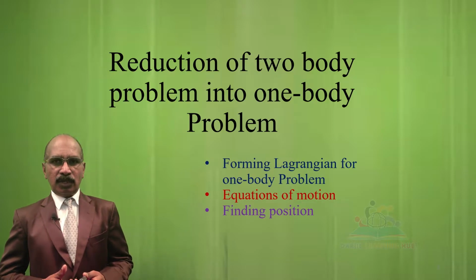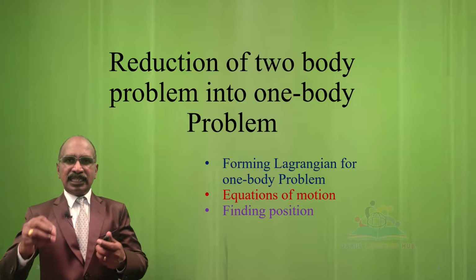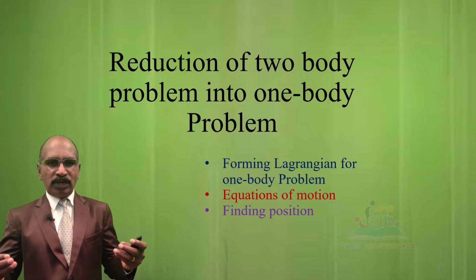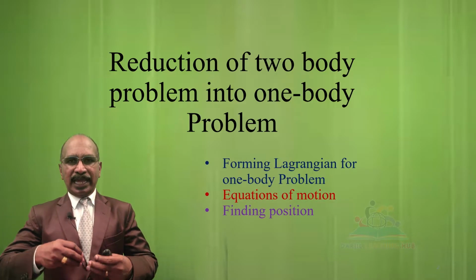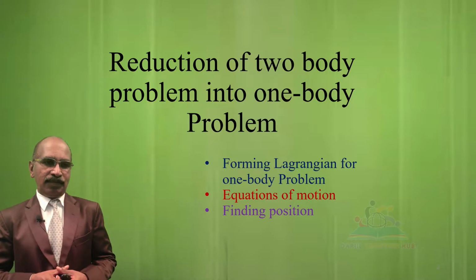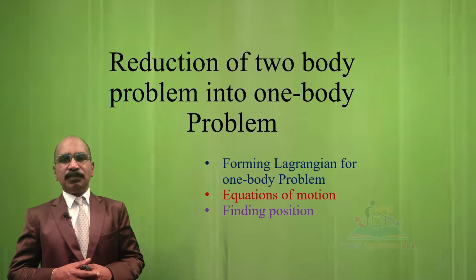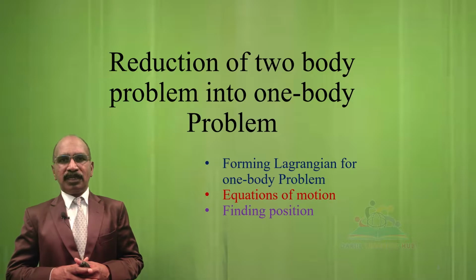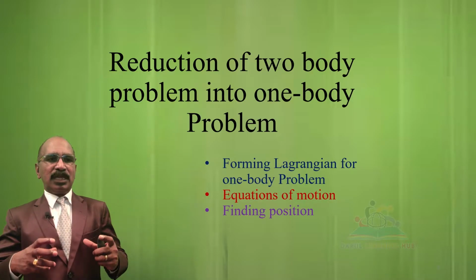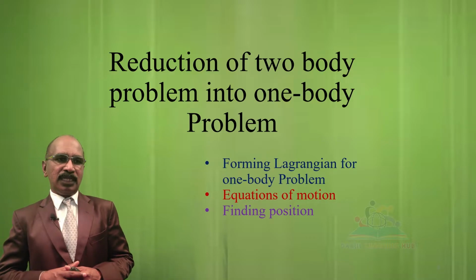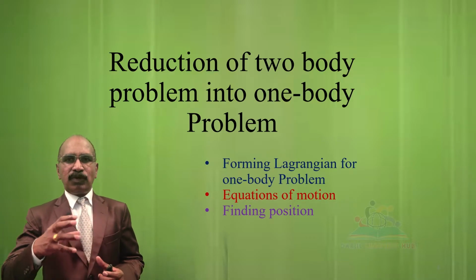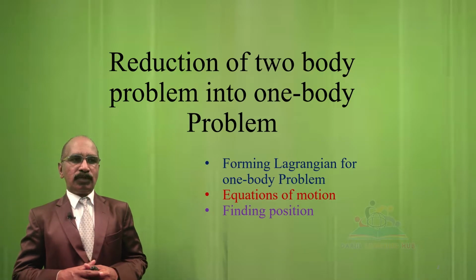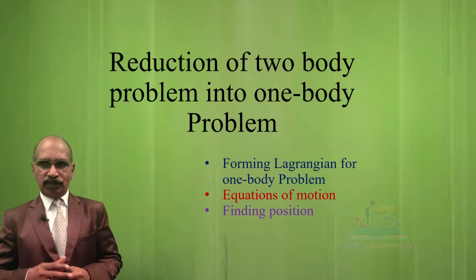That means one body is in motion under the influence of the force field created by another body. These two bodies are interacting with one another, and because of that an interaction potential is developed. In that force field, the particle or the body is in motion. So this is a complicated problem, and we face a lot of difficulties in solving it. Therefore, we would like to reduce it to a one body problem. So this chapter deals with the reduction of a two body problem into a one body problem.